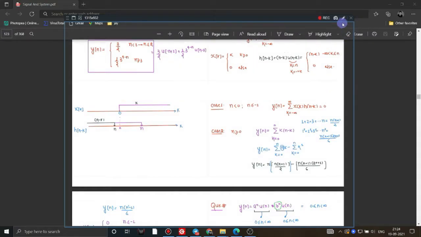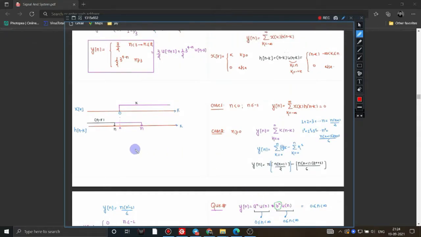In the second case, in which we have assumed that n is greater than or equal to 0, in that case we write our resultant as yn is equal to sigma k is equal to 0 to n of k times n minus k.